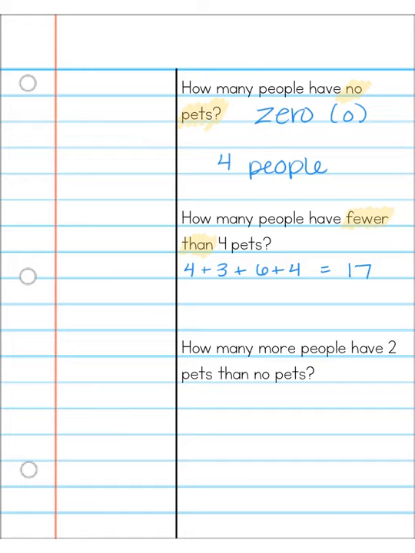This last question says, how many more people have 2 pets than no pets? So this question is asking us for the difference between the number of people that have 2 pets and no pets. There were 6 people that had 2 pets. Difference means subtract. And there were 4 people who had no pets. And when I subtract 6 minus 4, I get 2. So there were 2 more people that had 2 pets than the number of people who had no pets at all.